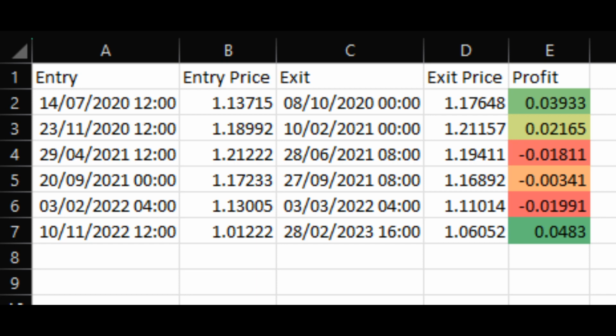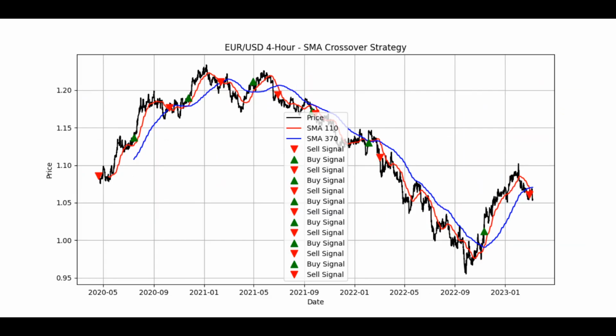Going back to the matplotlib graph, we can see that the potential issue with this strategy could be due to overfitting. This means that this particular combination of short and long SMA could have been completely idealized to the volatility of this currency pair. While cycling through hundreds of combinations of short and long SMAs, it seems that this combination is perfectly suited to the volatility of the Euro USD 4-hour data for this time period.